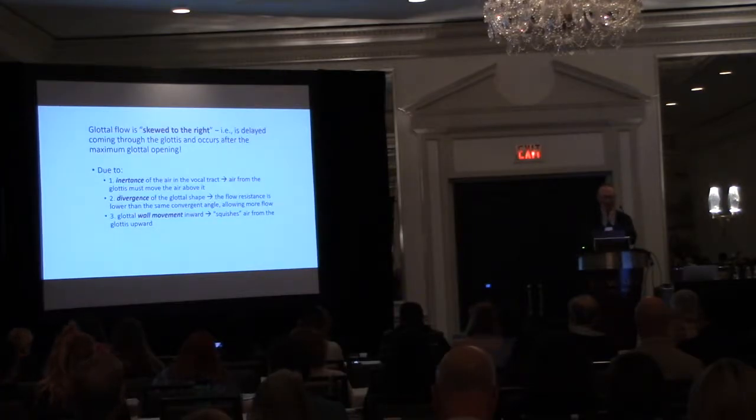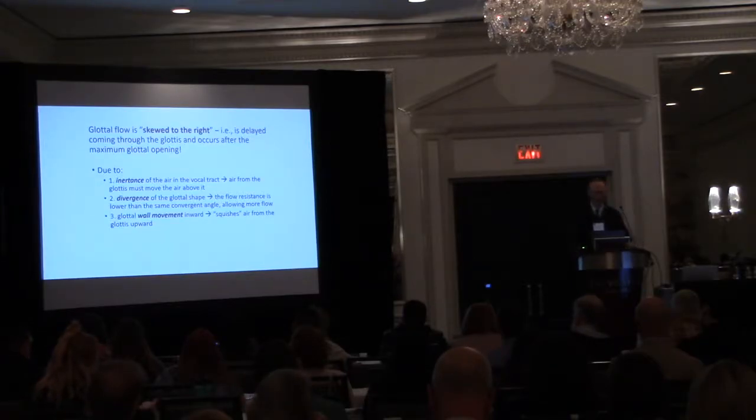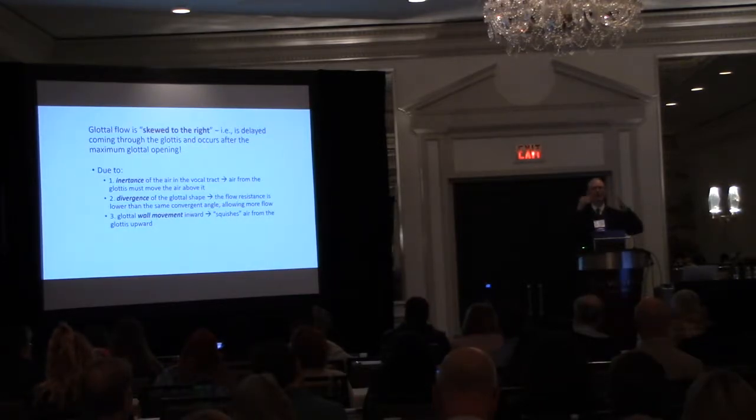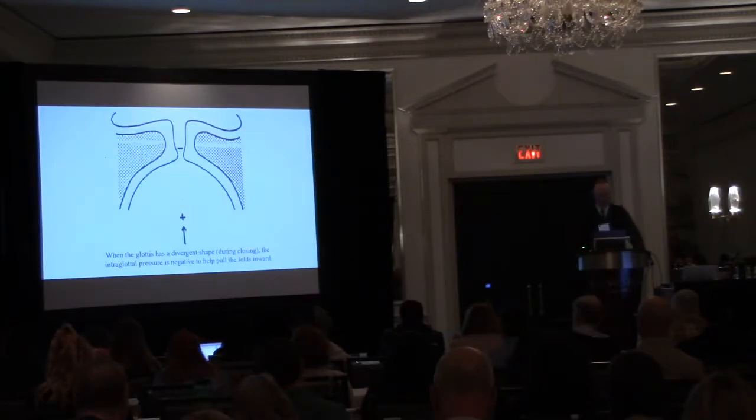A divergent shape is actually less resistive to the flow than the same angle convergent. And so that can also help skew the flow. And then we have, in a minor way, a squish. When the vocal folds come toward each other, they squish air out because it's divergent, you see, squish. And so that adds, and when it's opening, it pulls the air a little bit. But as a minor effect, it's number 3, not number 1 or 2. And that's measurable.